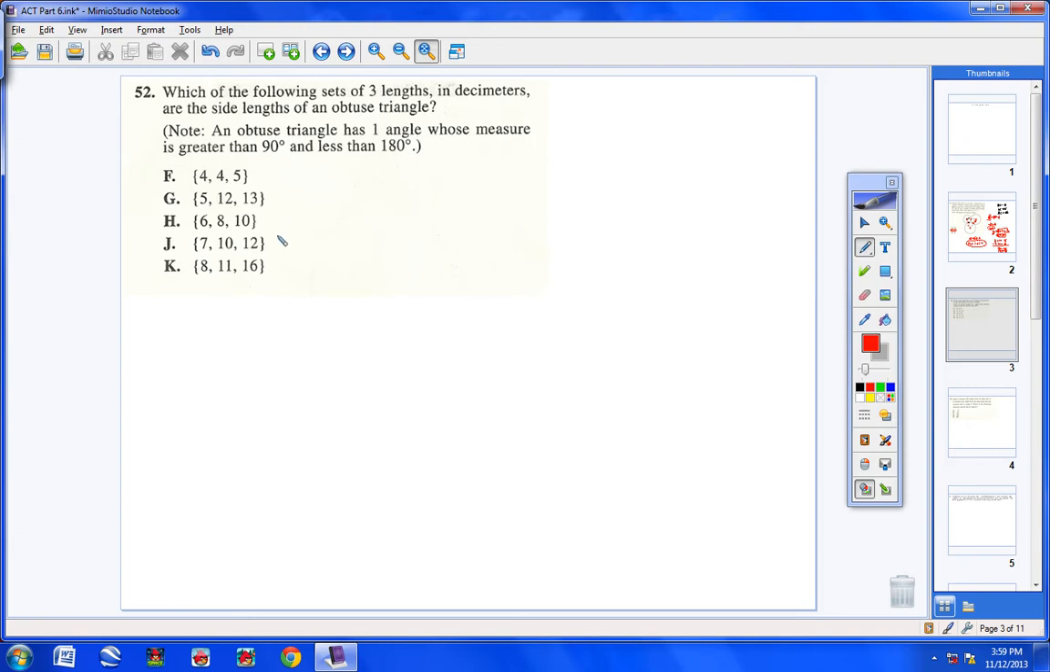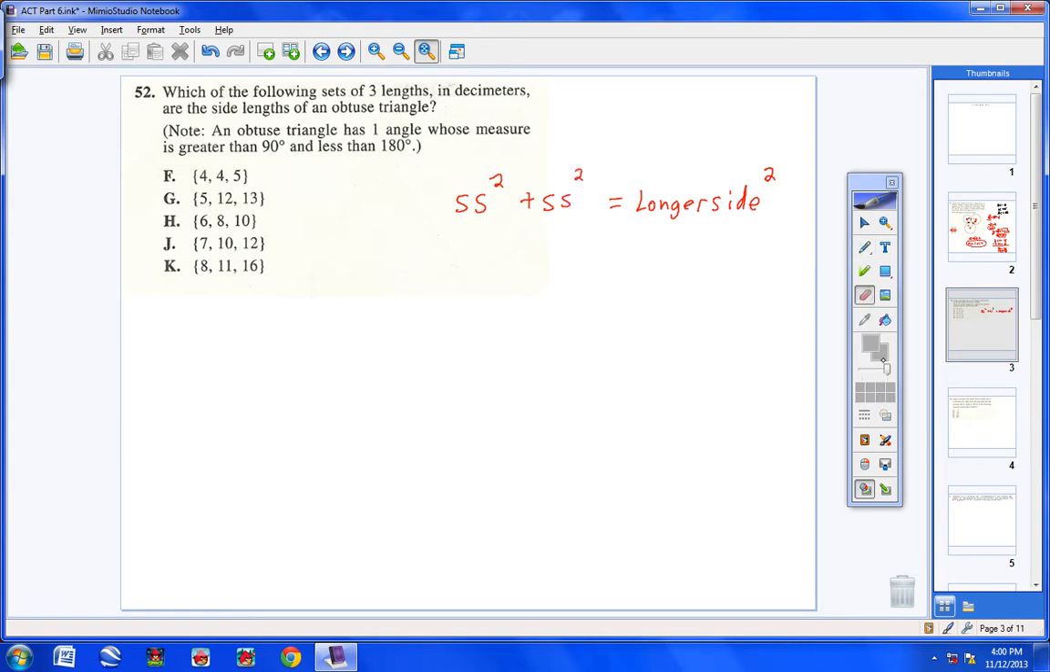Number 52. Which of the following sets of 3 lengths in decimeters are the side lengths of an obtuse triangle? Now, this goes back to a geometry principle that hopefully you remember. And it just simply means this. I'm going to write it kind of in my own language here. If you take the longer side, and you square it, and on the other side you take a shorter side and square it plus a shorter side and square it.